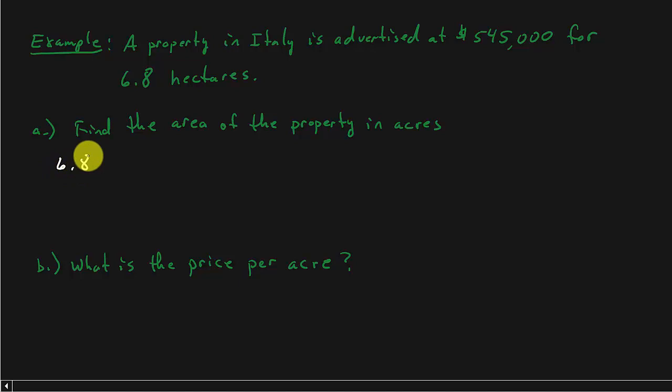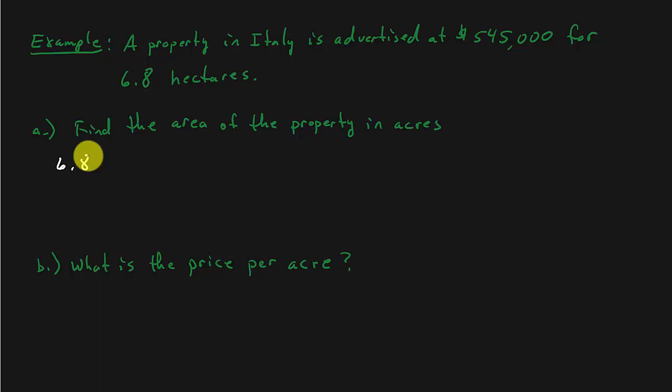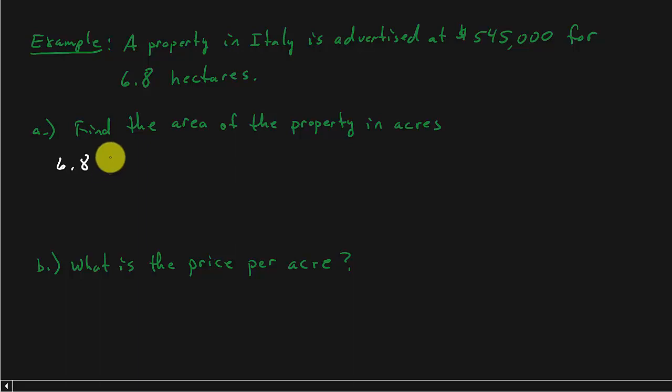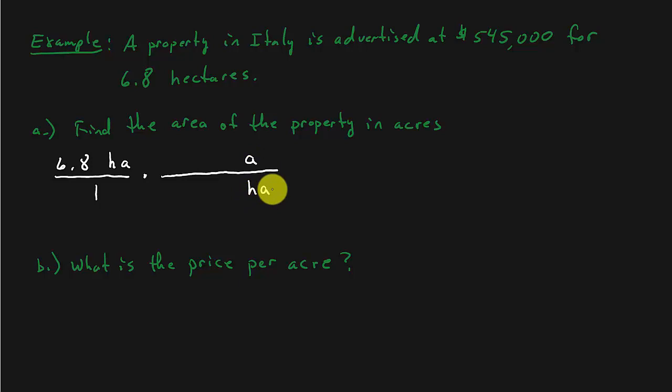6.8 hectares, and the abbreviation is HA. That's what I'm going to use, HA, the abbreviation for hectares. And I'm going to put that over 1 because I'm going to be multiplying the fractions. And I'm going to acres, so acres is going to go on top. Hectares is going to go on bottom. So acres in the numerator, hectares in the denominator.